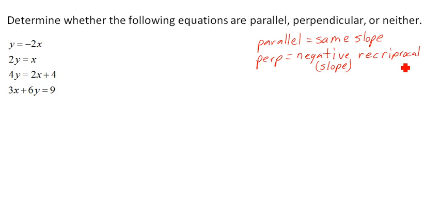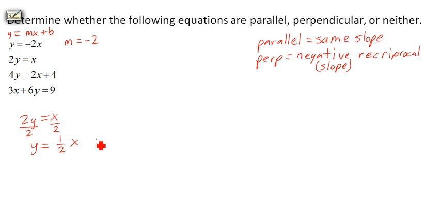All right, so let's go ahead and look at the ones we have. If you look at the first one here, this is already in y equals mx plus b form. And so by looking at that, the slope is -2. And so really that's what we need to find out, what the slopes of each of these lines are. So let's go on to the next one. 2y equals x. Now of course to get the slope we need to get y by itself, so y equals mx plus b. That gives us y equals x divided by 2, which is the same thing as 1/2 x. So the slope this time is 1/2.